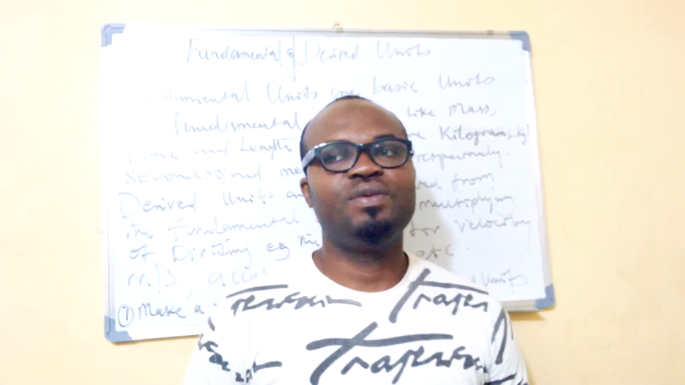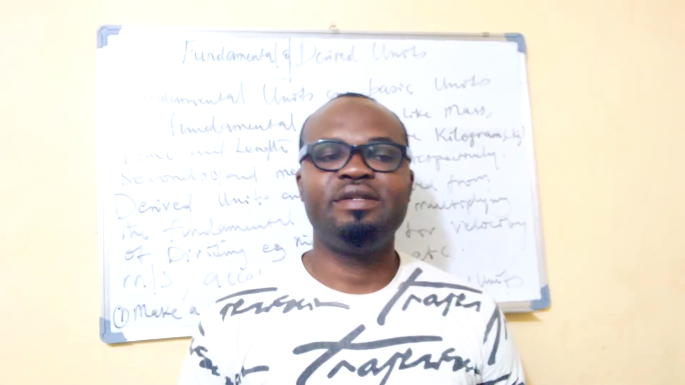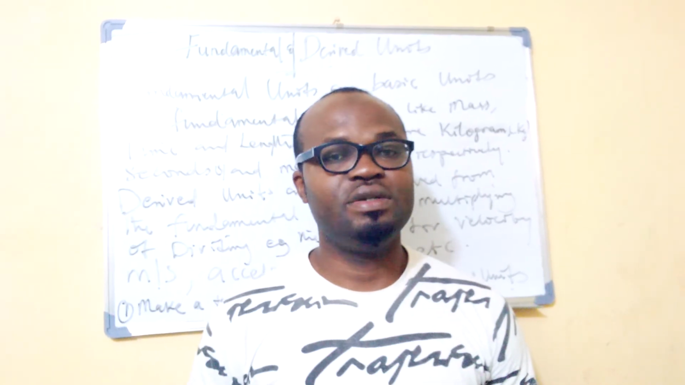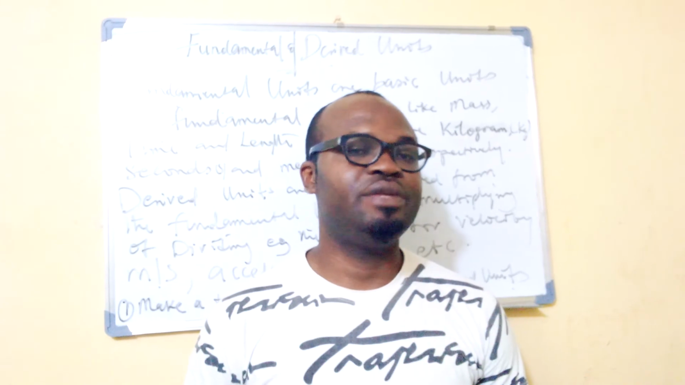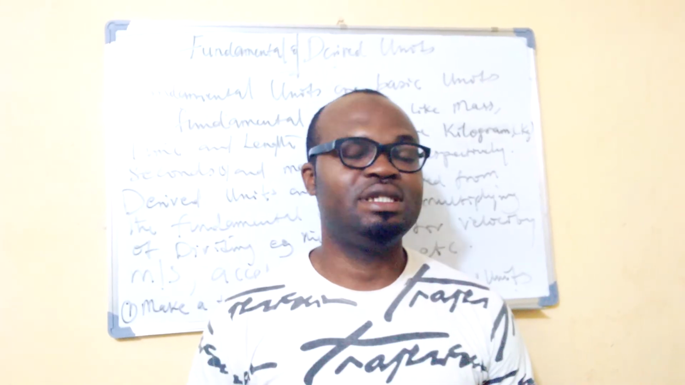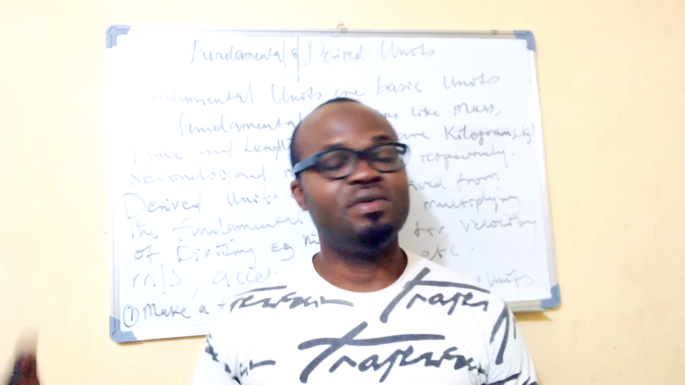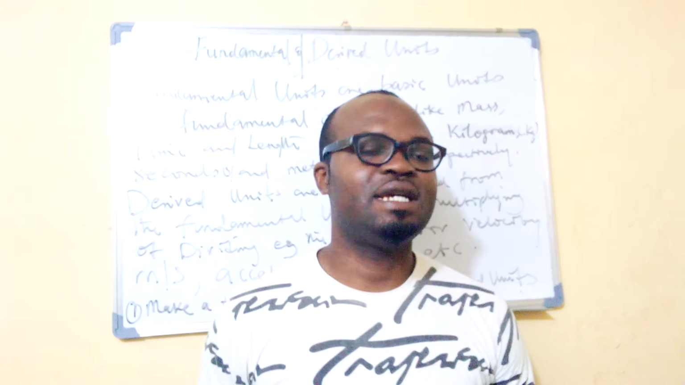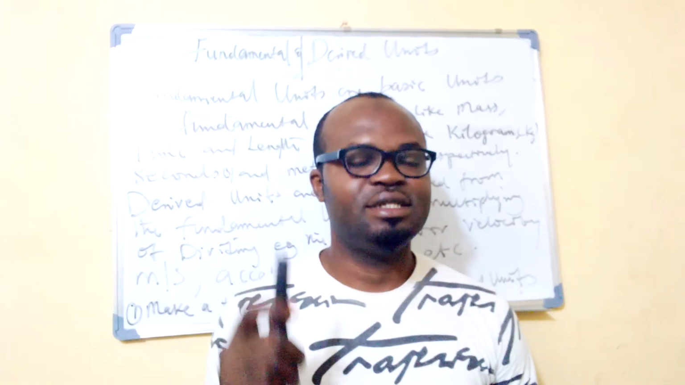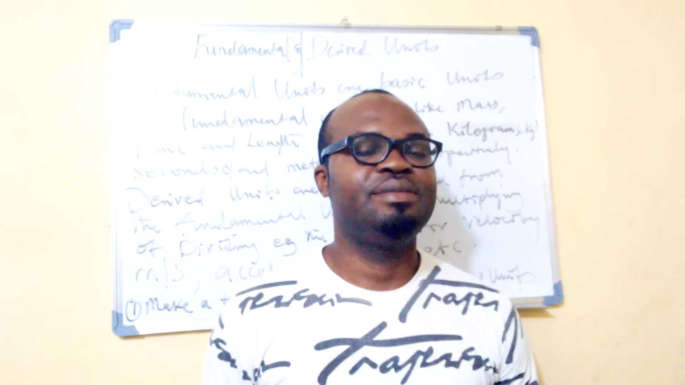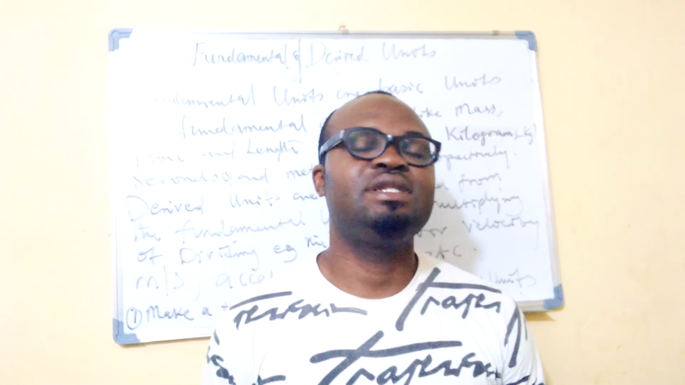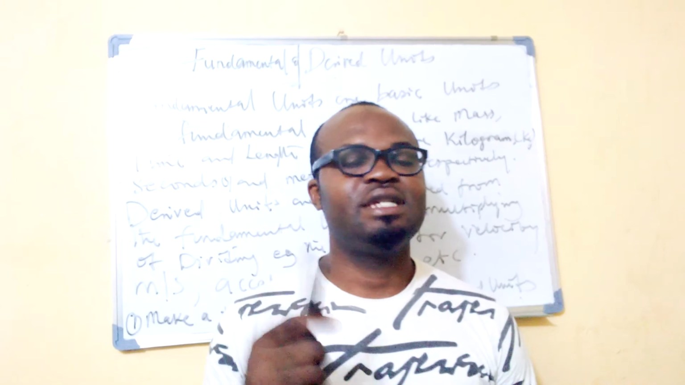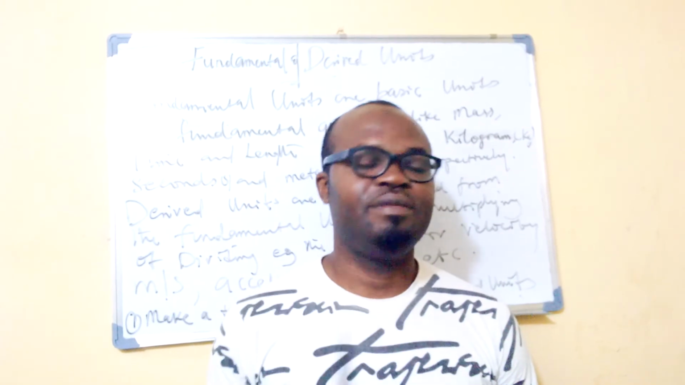So in physics, we have what we call fundamental and derived units or quantities. Those fundamental quantities or units are the ones that you don't get from anywhere, whereas the derived quantities and units, you get them from fundamental quantities and units. Good examples of fundamental quantities are length, mass, and time. Their units are meters for length, seconds for time, and kilogram for mass.